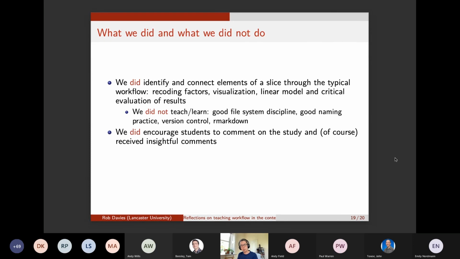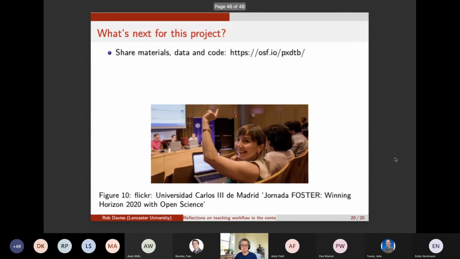We did encourage students to comment on the study, and of course, we received insightful comments. But we didn't do as much as I'd like to, rather, I didn't do as much as I'd like to have done, to facilitate autonomy around project implementation or analysis solutions. I really like the practice that Emily talked about, where students are doing their own bits of projects, but you're able to bolt together real data sets of really useful sizes, of 1,000 participants or whatever.